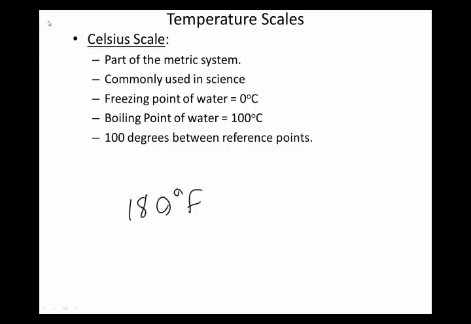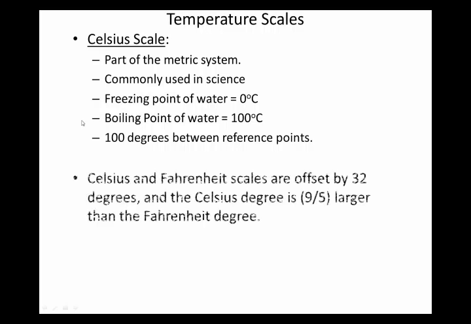So which is a larger increase in temperature? An increase of 1 degree Fahrenheit or an increase of 1 degree Celsius? The answer is 1 degree Celsius is a larger degree because it takes fewer of them to get from the freezing point of water to the boiling point of water. It takes more of the Fahrenheit degrees, so they must be smaller. So Celsius and Fahrenheit are both offset by 32 degrees, and a Celsius degree is 9/5 larger, so almost twice as large, but not quite. So here are the conversion factors between them.